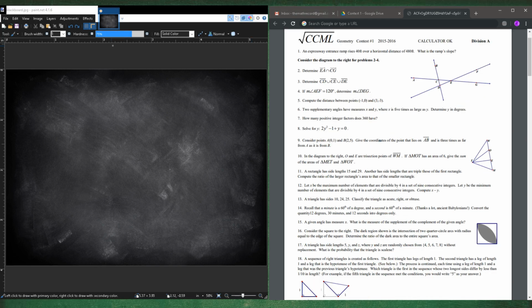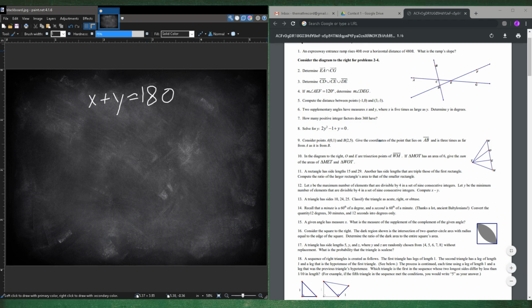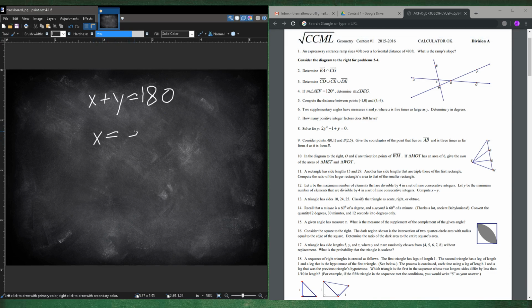Question 6. Two supplementary angles have measures x and y, where x is 5 times as large as y. Determine y in degrees. So two supplementary angles, so x plus y is equal to 180, because that's the definition of supplementary angles. It also says right here that x is 5 times as large as y. So x is 5y. Substitute x in, you get 6y is equal to 180. So y is equal to 30 degrees. It's just that easy.